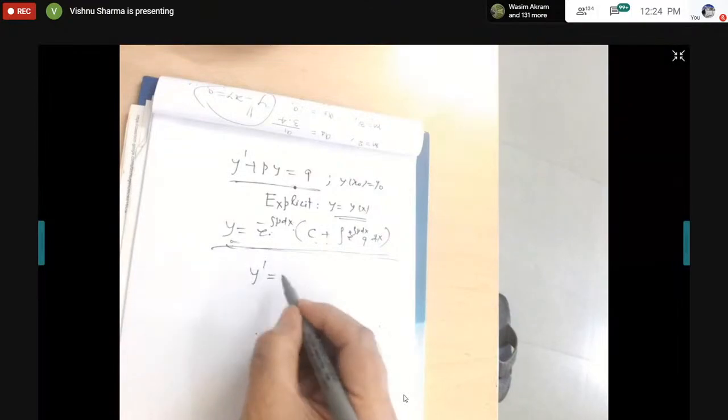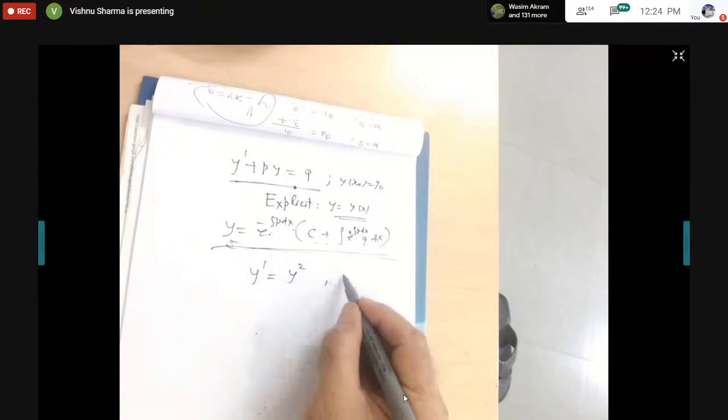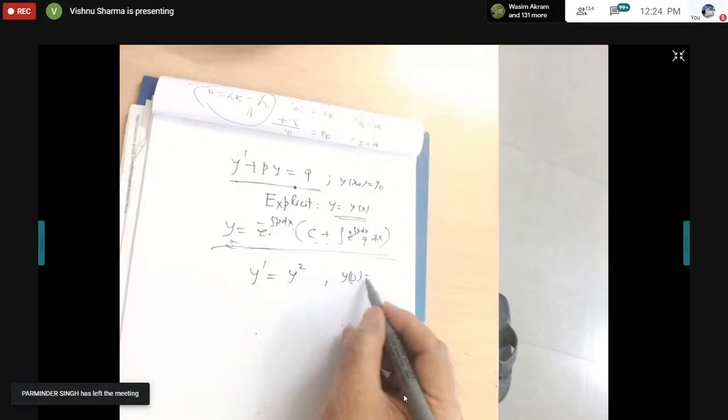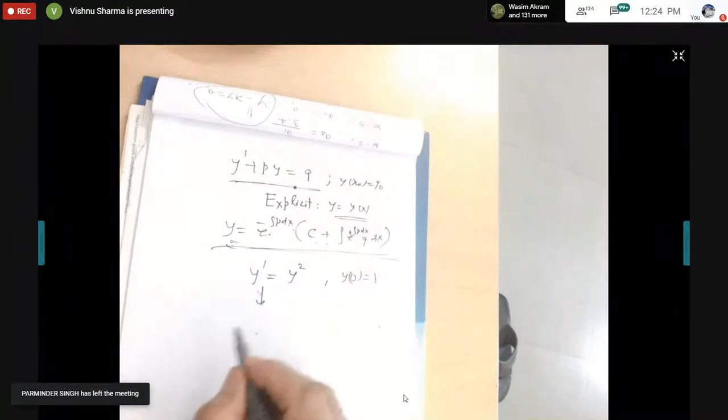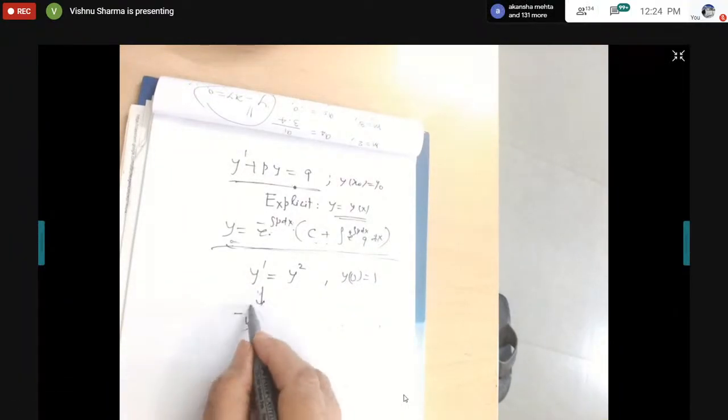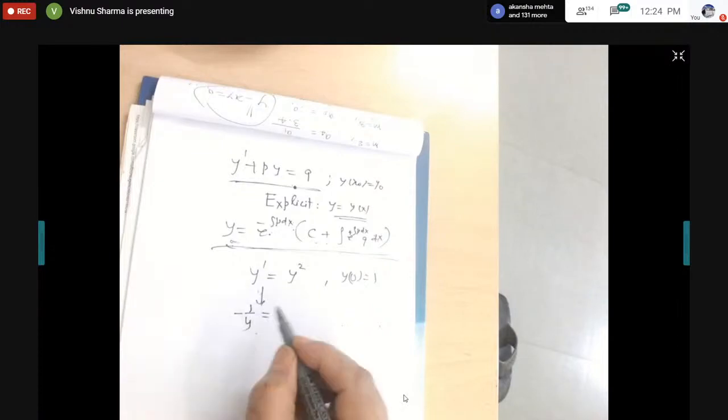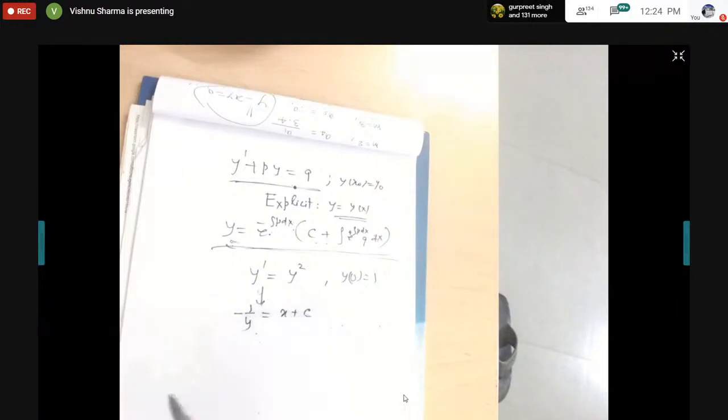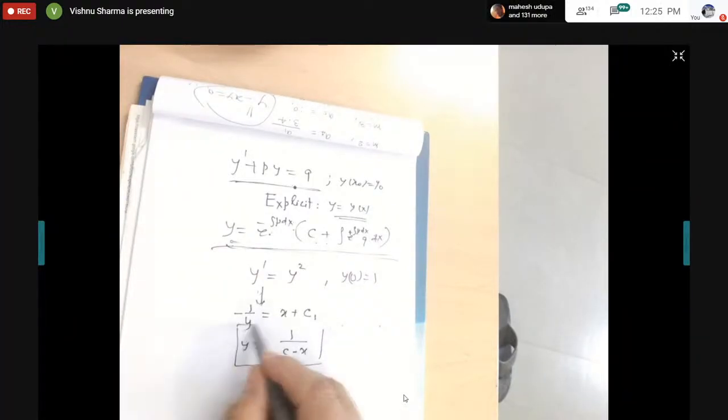Just we have seen that y dash is equal to y square and y0 is equal to 1. What is, for example, the general solution? That is minus 1 by y equals x plus c. So y is equal to 1 upon, let me write c, so say this is c minus x, is it all right? This is the general solution, c minus x, okay?